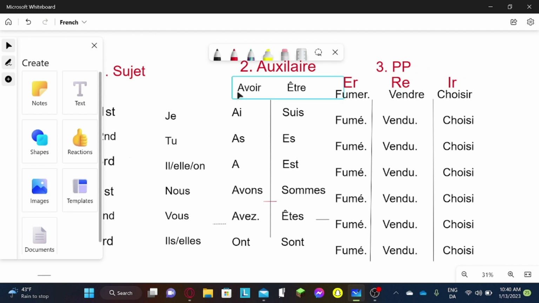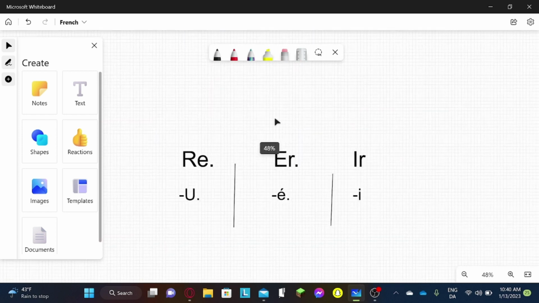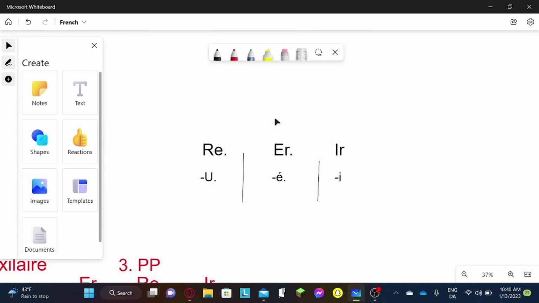Now, avoir is the most widely used auxiliary verb to do the PP, and we will explain when to use the être later. Now, to conjugate in the PP, we know there are 3 different verbs. There's the RE verbs, ER, and the IR. Now, the RE verbs get a U at the end when conjugated. The ER get an E with an aigu, and the IR get an I.